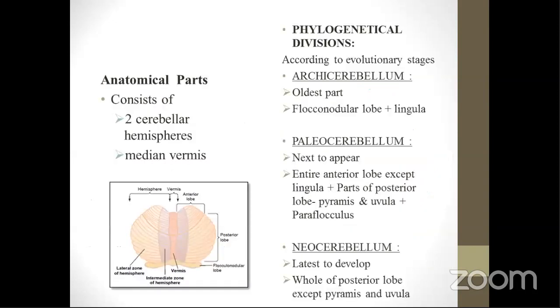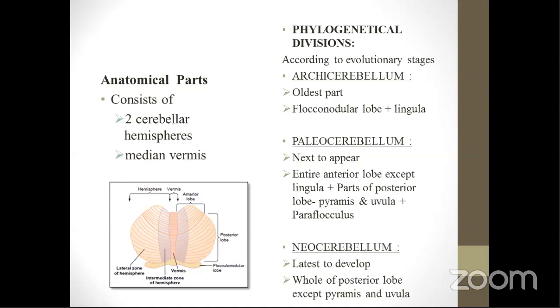Coming to the next division, what parts does it have? It consists of two cerebellar hemispheres which are connected by the median vermis. It is very well seen that these are the equal cerebellar hemispheres, and the median structure is known as the vermis. So this is one division by which the cerebellum can have three parts.